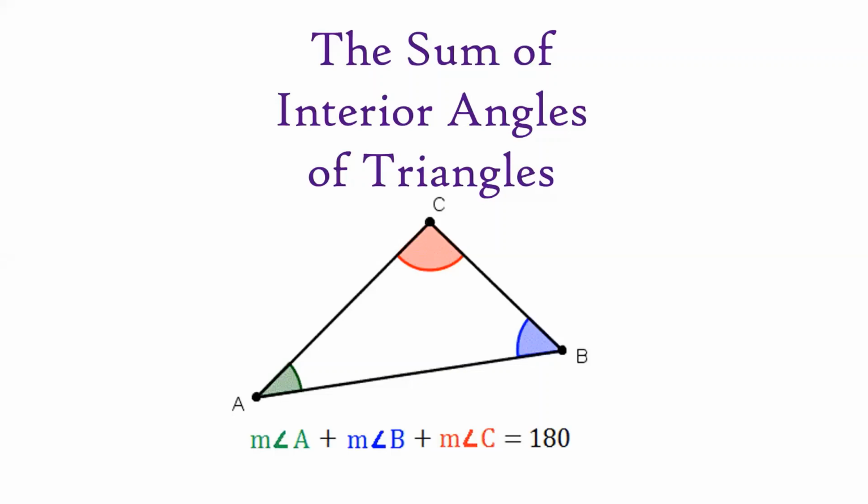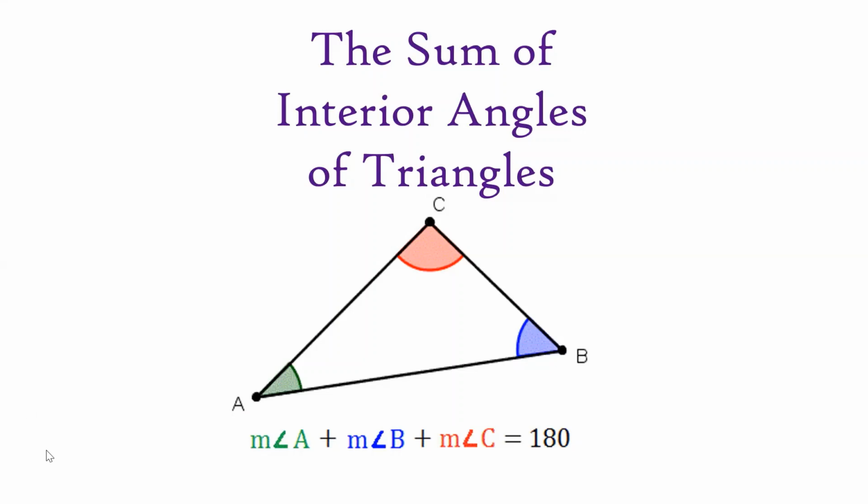So the sum of interior angles of a triangle, okay? You have on your screen a triangle with angles A, B, and C. The m and the symbol right next to it means angle. So the measurement of angle A plus the measurement of angle B plus the measurement of angle C will equal 180 degrees.